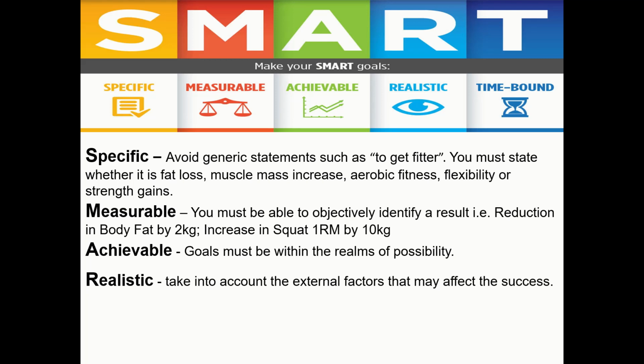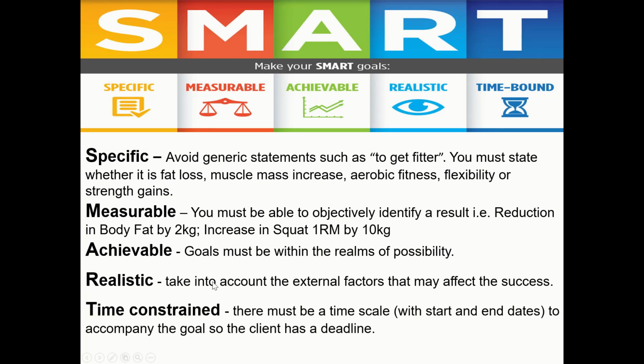And that leads us nicely into the last one, which is time bound. Here we have to make sure that there is a timescale with start and end dates to accompany the goal so that the client has a definitive deadline. This is just to make sure that the goal is time constrained and that there is an end target for the client to actually work towards. This can increase motivation, maybe encourage harder work during that particular time frame. If we didn't have an end target and we didn't have an end goal deadline, then of course that might reduce motivation and not actually provide any kind of stimulus for the client to work towards an end goal.